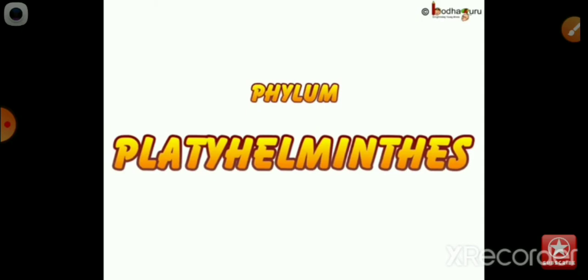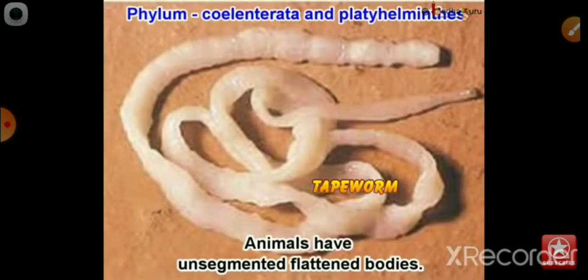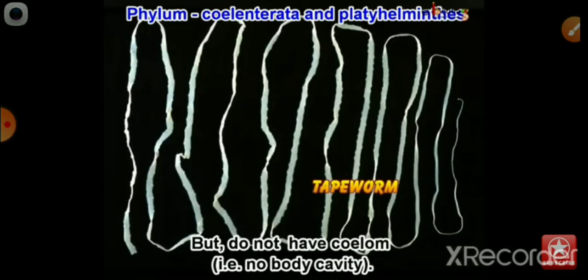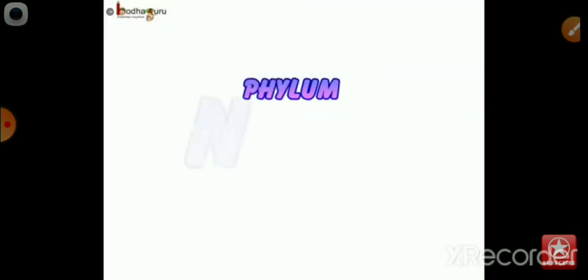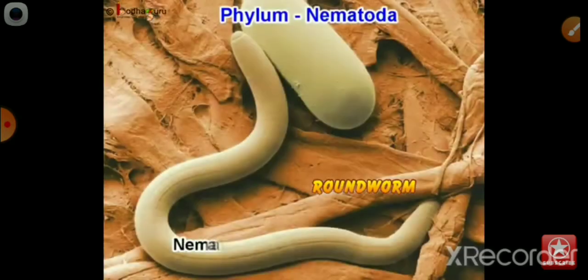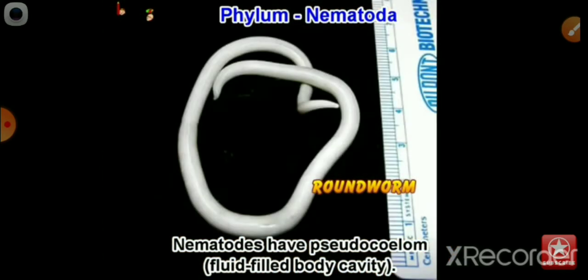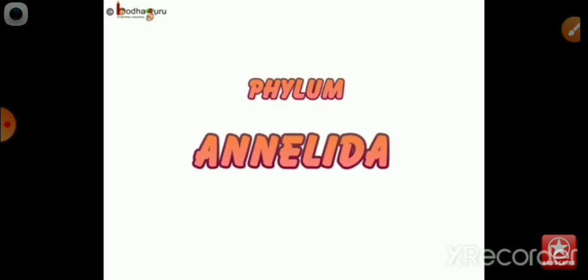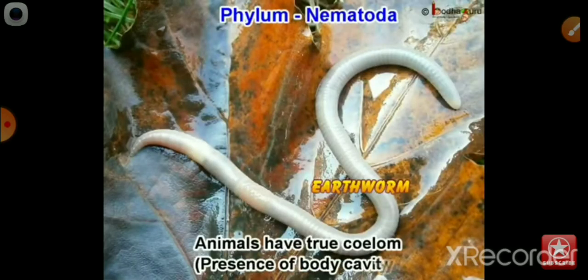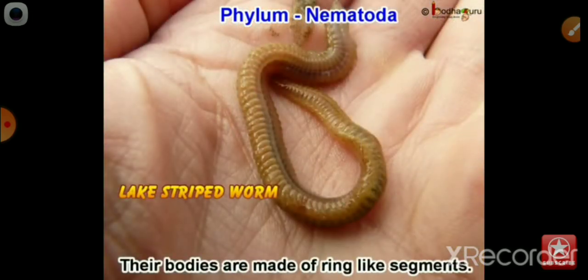Here see. Now phylum Platyhelminthes. Here you can see tapeworm is there. Phylum Coelenterata. How the tapeworm structure is there, that you can see here, children. Phylum Nematoda. They are having pseudocoelom. Pseudo means false, coelom means cavity. Phylum Annelida. These animals have a true coelom present in the body cavity. Then striped worm it is.